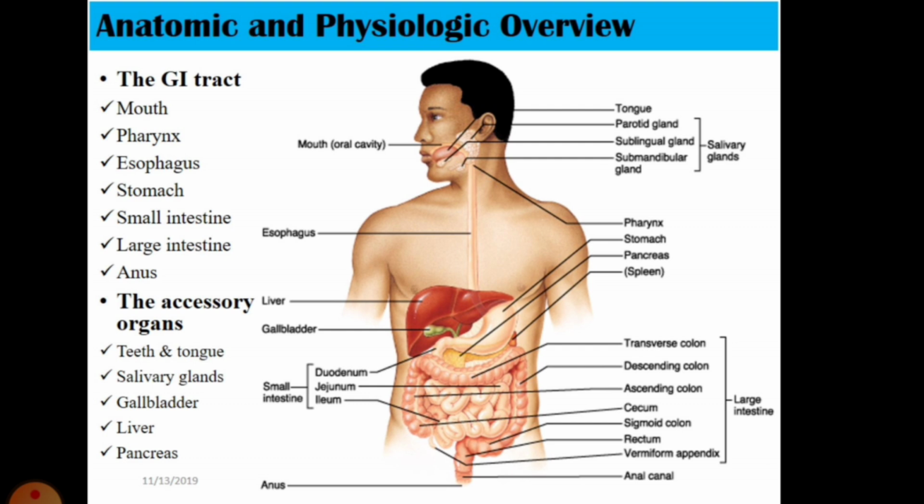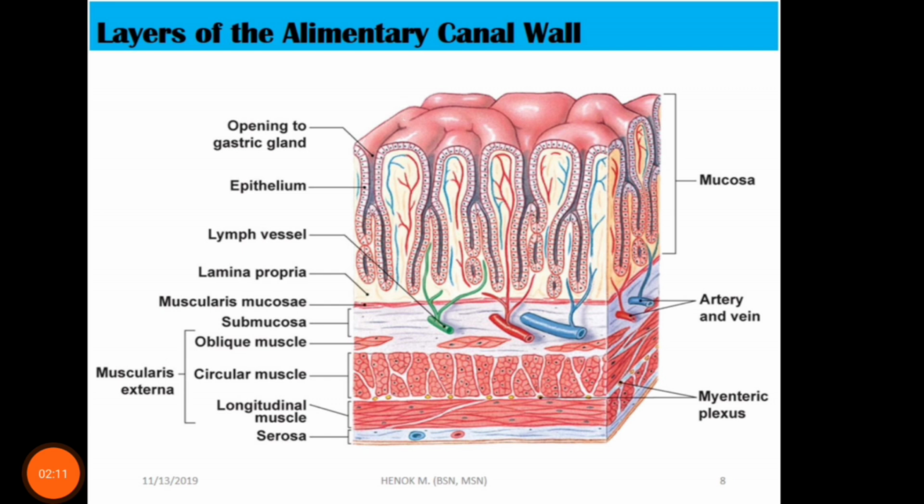and physiologic overview. These are the parts of the GIT: pharynx, stomach, pancreas, spleen, transverse colon, descending colon, ascending colon, cecum, and the rectum, large intestine. There are the salivary glands, and there is the esophagus. Layers of the alimentary canal wall, opening to the gastric glands.